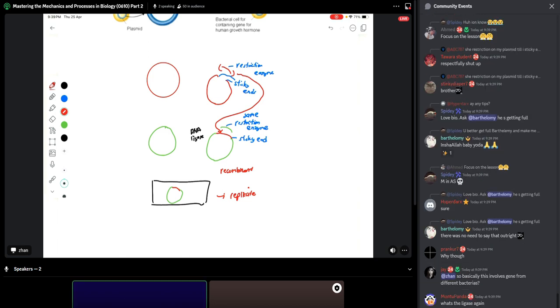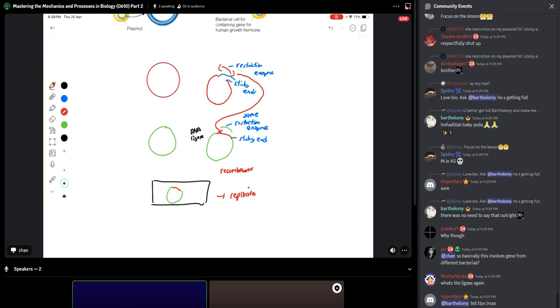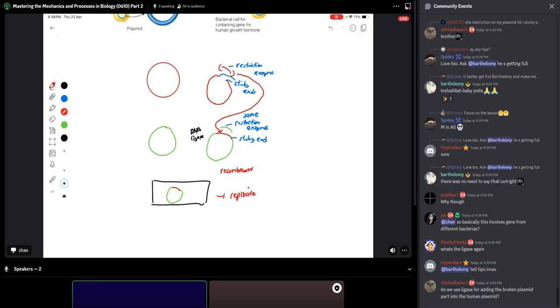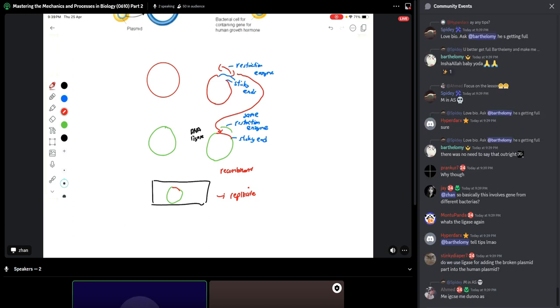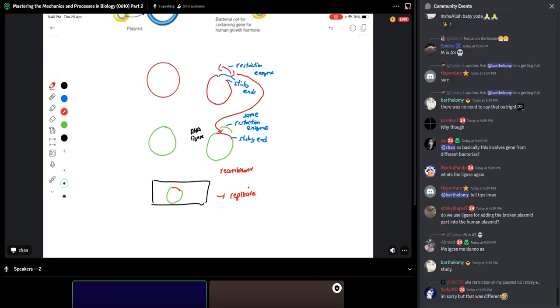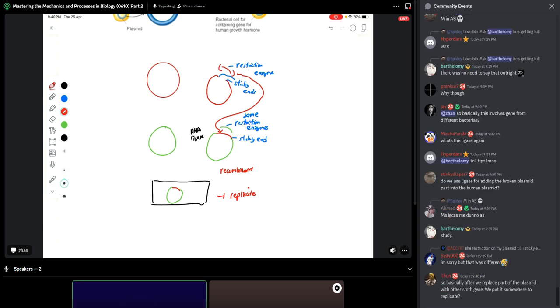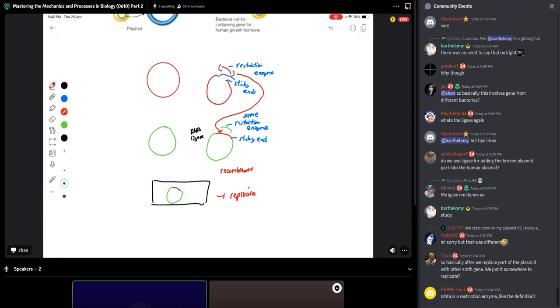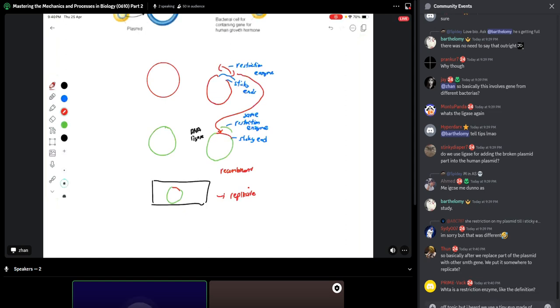So basically, it involves genes from different bacteria. Yes, the ligase is a DNA ligase. It helps to join the cut human DNA and join it to the plasmid. So do we use ligase for adding the broken plasmid part into the? No, no, no. We use the DNA ligase to take the broken section of the human DNA and insert it into the bacterial one.